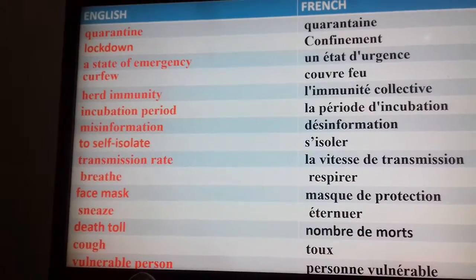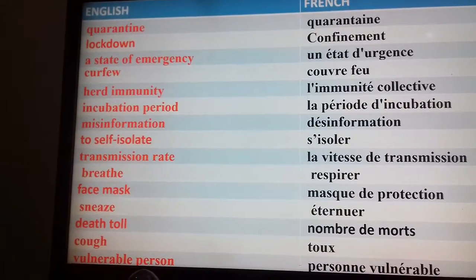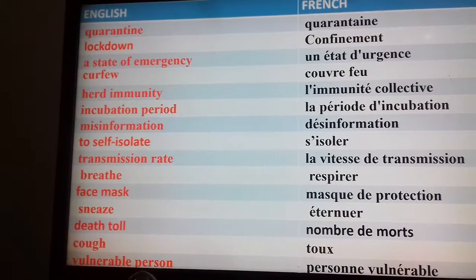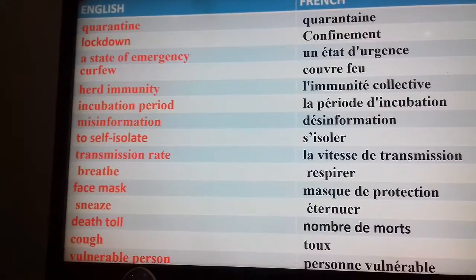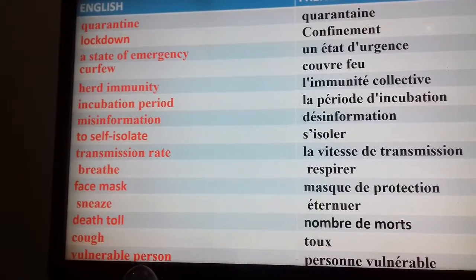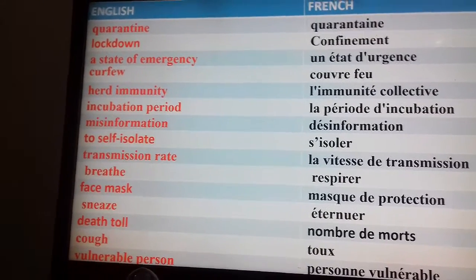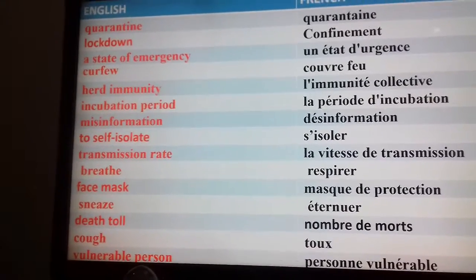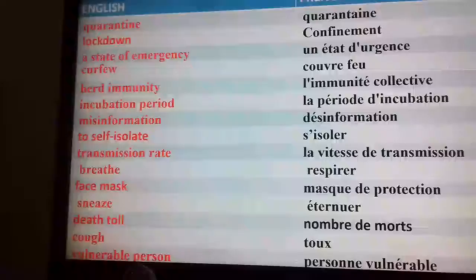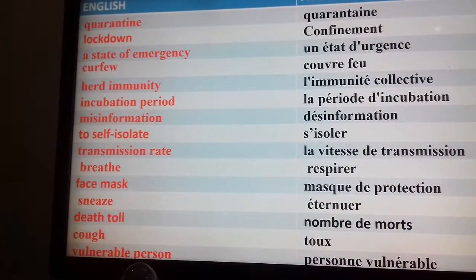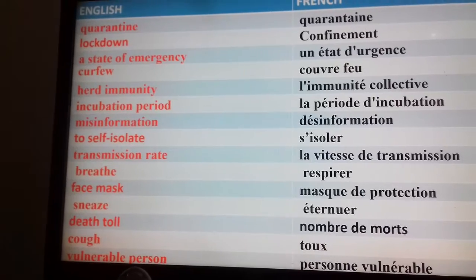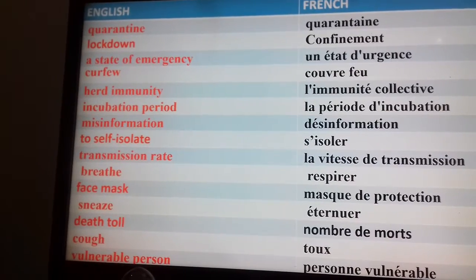Misinformation or fake news, meaning which is not true. To isolate. Self-isolate is different from lockdown. When you self-isolate, it means you are afraid that you have the disease, and then you isolate yourself. Transmission rate, meaning the speed of transmission.